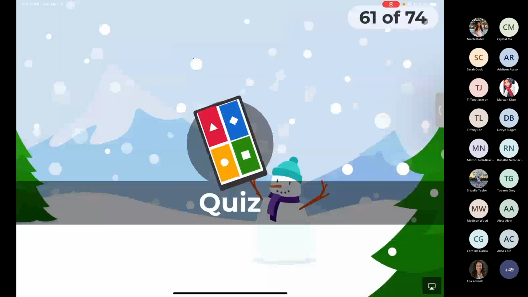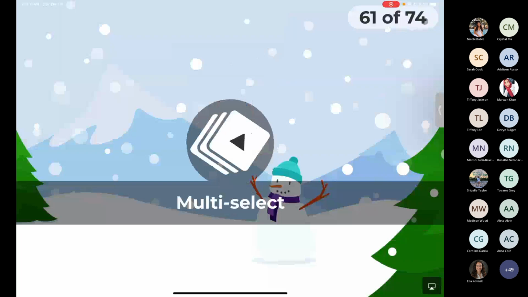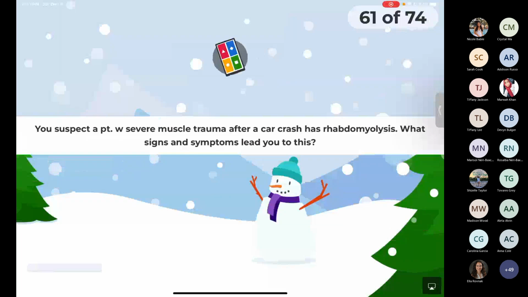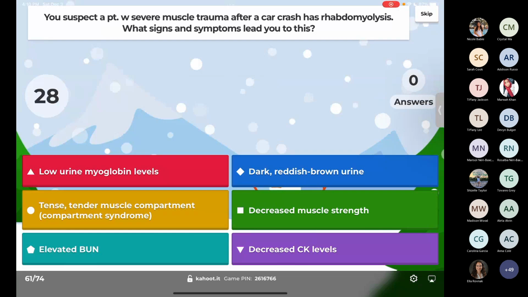Select all that apply. You suspect a patient with severe muscle trauma after a car crash has rhabdomyolysis. What signs and symptoms lead you to this?